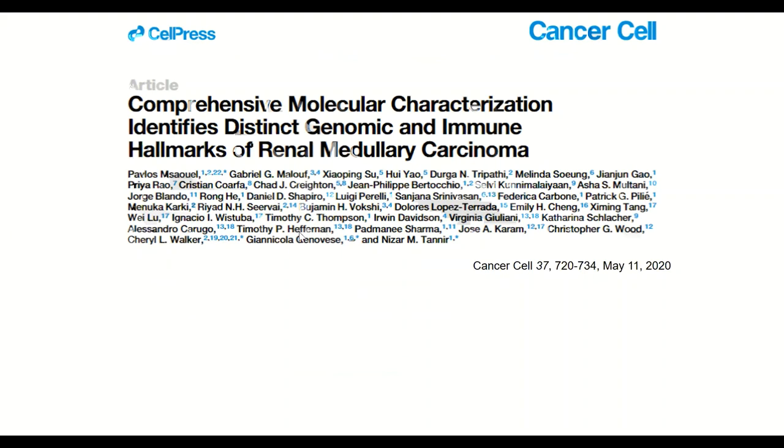So this is the paper we just published in May this year in Cancer Cell. The PI is Dr. Nizar Tannir. He is a GU medical oncologist. He basically specializes in kidney cancer. Okay. I, as a bioinformatics faculty and collaborator, provided the bioinformatics support. Okay.